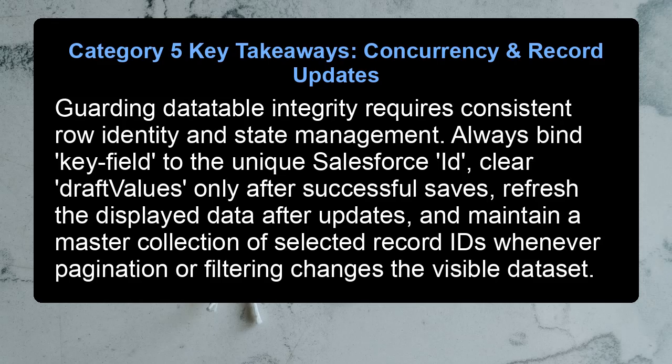Category 5 Key Takeaways. Concurrency and record updates. Guarding datatable integrity requires consistent row identity and state management. Always bind key-field to the unique Salesforce ID. Clear draft values only after successful saves. Refresh the displayed data after updates, and maintain a master collection of selected record IDs whenever pagination or filtering changes the visible dataset.